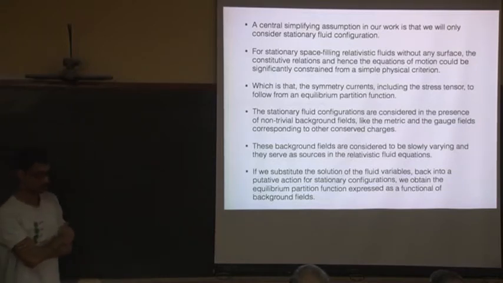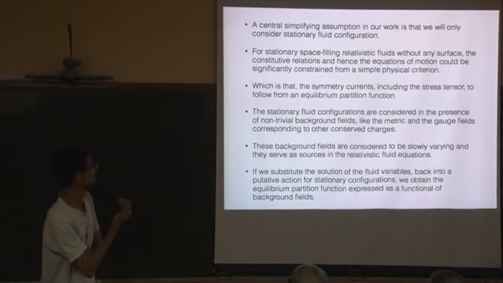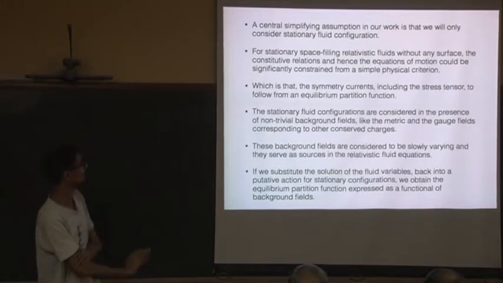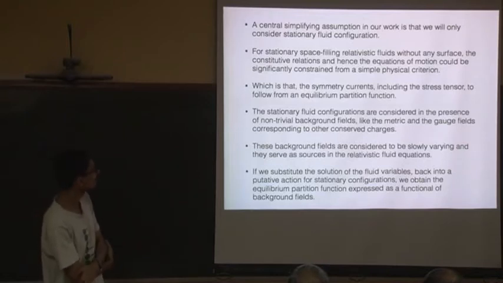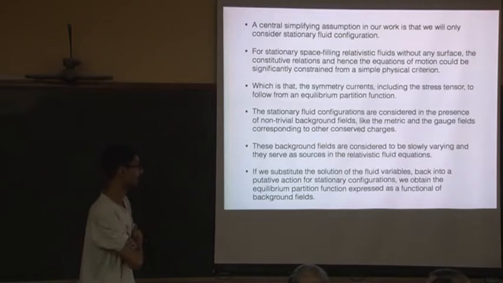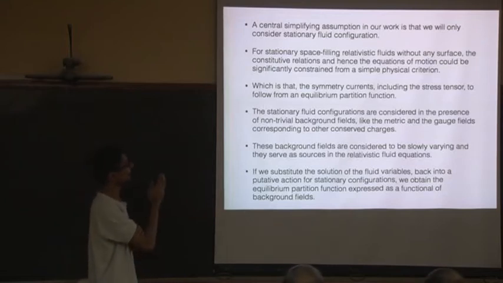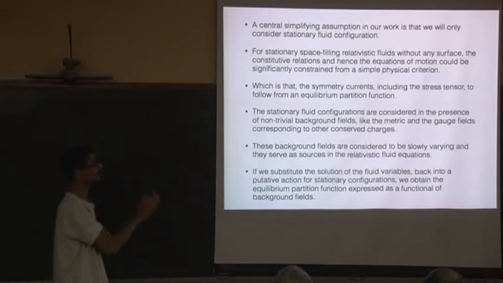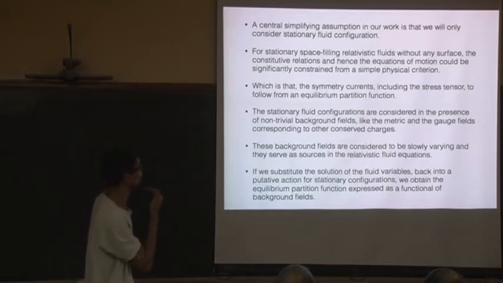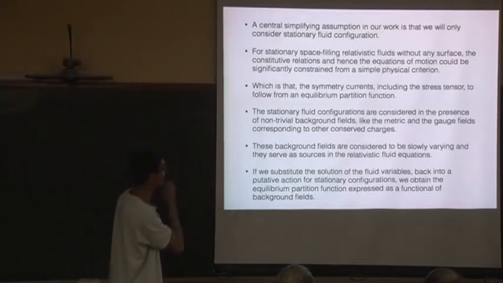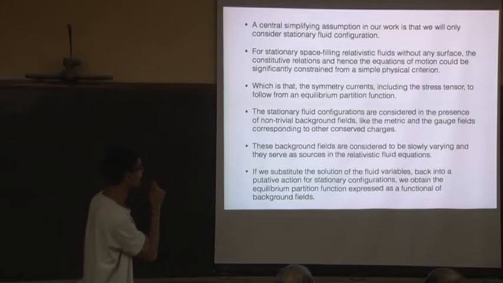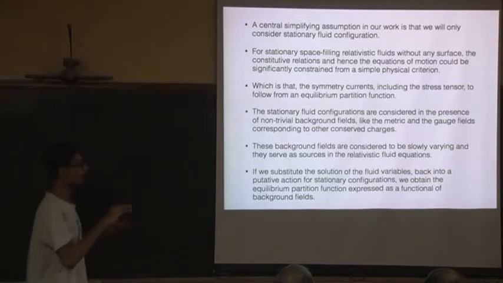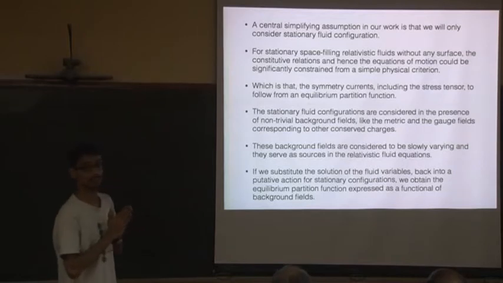It was work done by Siraj, Jyotirmay, Shantani, and Navamita and all. The stationary fluid configurations are considered in the presence of non-trivial background fields, like the metric and the gauge fields corresponding to other conserved charges. And we will consider this equilibrium partition function as written as a functional of these background fields. That will be the main idea, and I will roughly say what these are, and I can come to the details later. These background fields are slowly varying, and they serve as sources in the relativistic fluid equations.